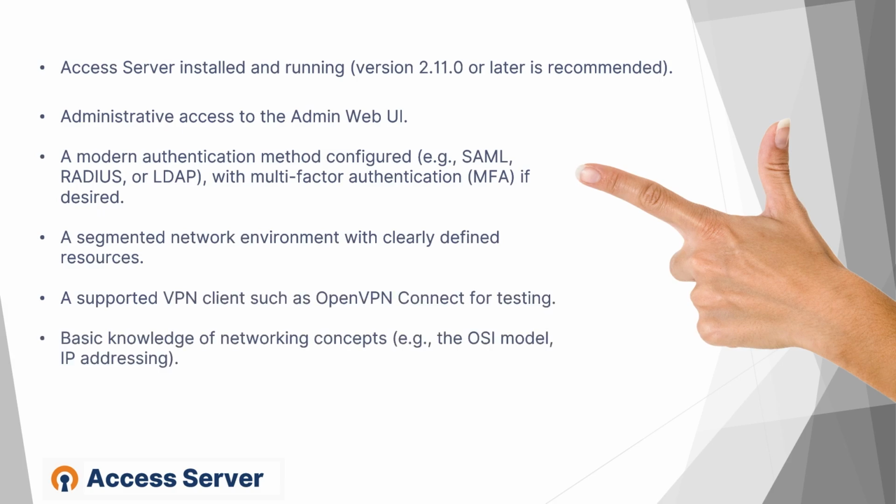You should have Access Server installed and running. Version 2.11.0 or later is recommended. You'll also need administrative access to the admin web UI, a modern authentication method like SAML, Radius, or LDAP with multi-factor authentication if you prefer. A segmented network environment with clearly defined resources, and a supported VPN client like OpenVPN Connect for testing. Some basic networking knowledge, like understanding the OSI model and IP addressing, will also be helpful.